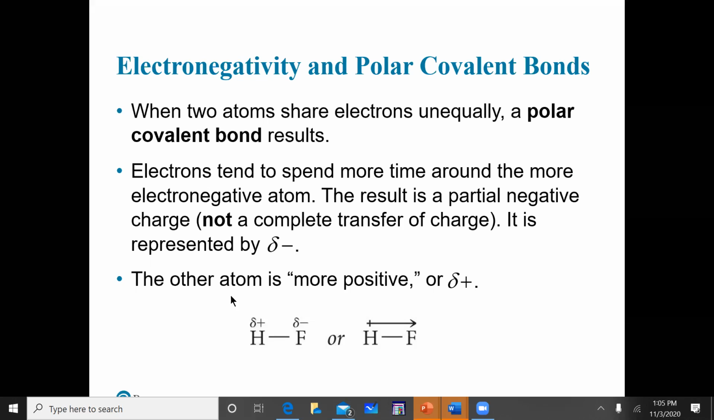So again, we get what's called a dipole moment, or this asymmetry in charge over the whole molecule. So we've got a negative charge over here and we've got a positive charge over here. And this polar quality makes the molecule polar itself.